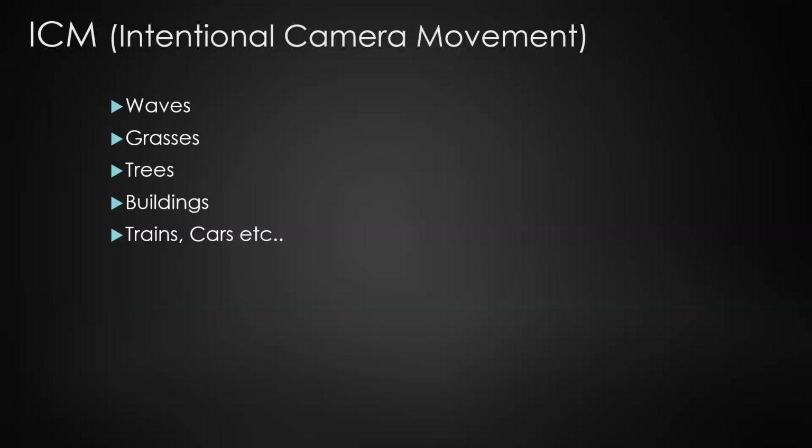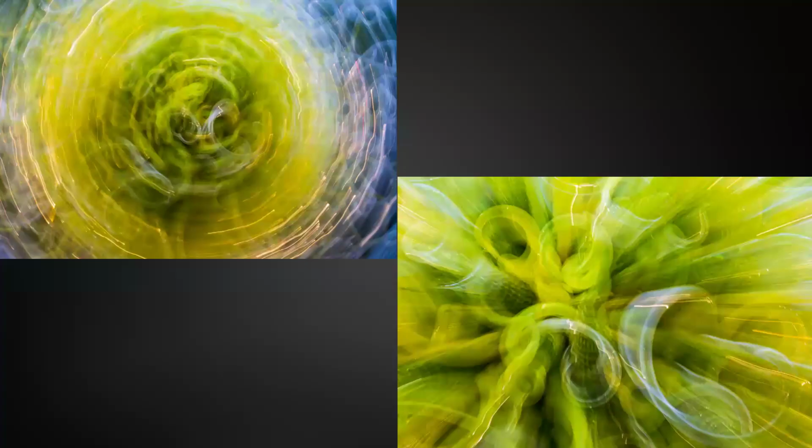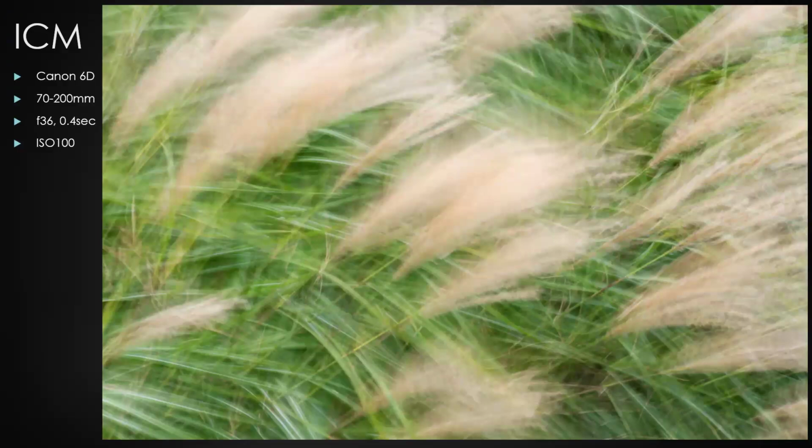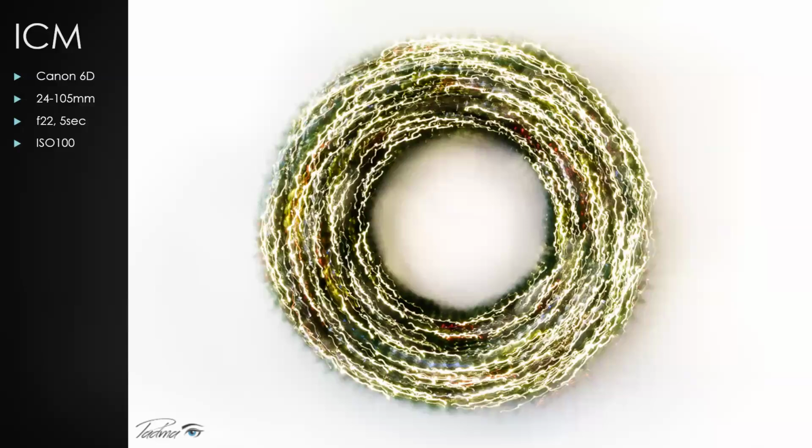Now, examples of intentional camera movement. These are zoom blurs and all kinds of different techniques. That's a zoom blur. This is just a crazy ICM. This is a spin blur. These are all done in camera though, okay?